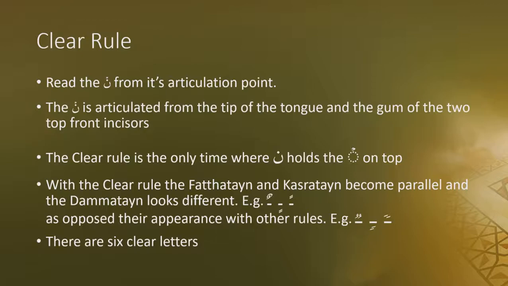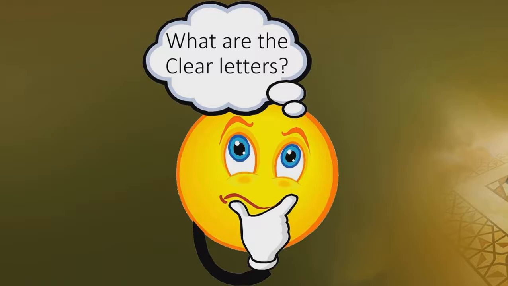Second one, for the tanween, the double fatha and double kasra are parallel exactly on top of each other. And the double dhamma is like this, while with the other rules, they look this way. Finally, the letters of clear are 6. I gave you these hints because I want you to look for these letters in the Holy Quran. Then post the answer in the comment, but please, if you already know, give a chance for the new ones to think about it.